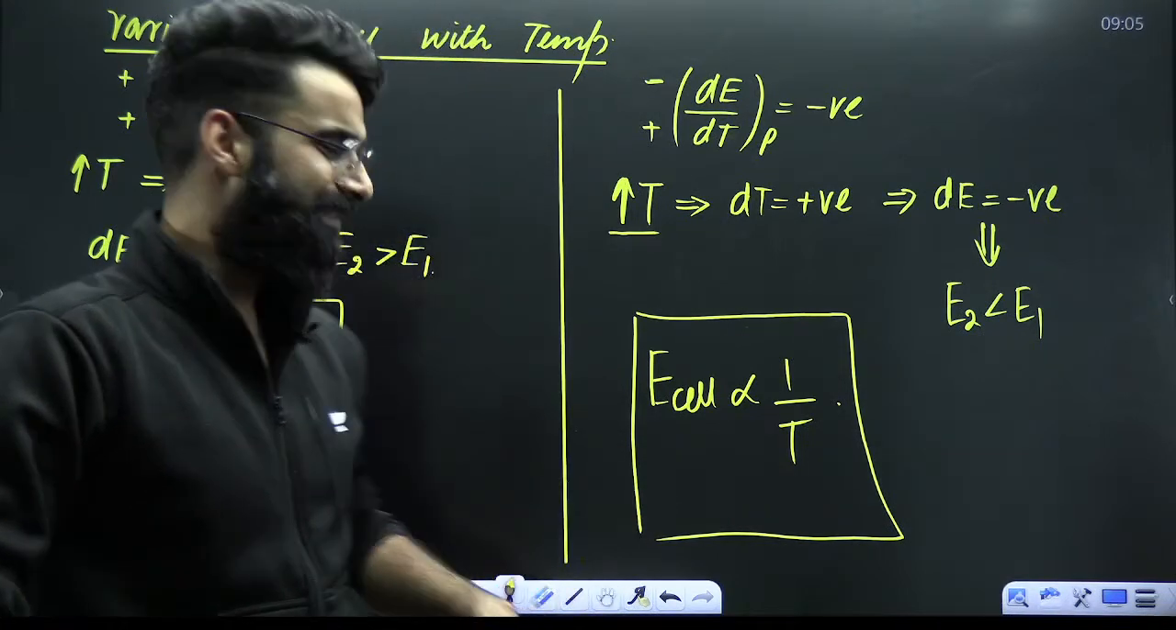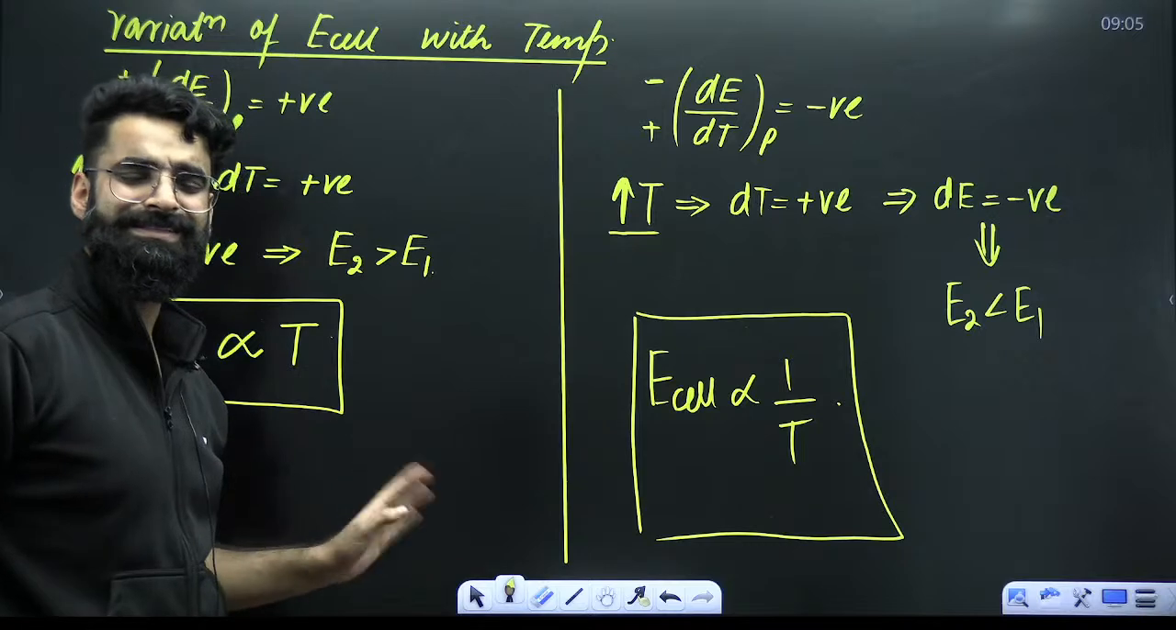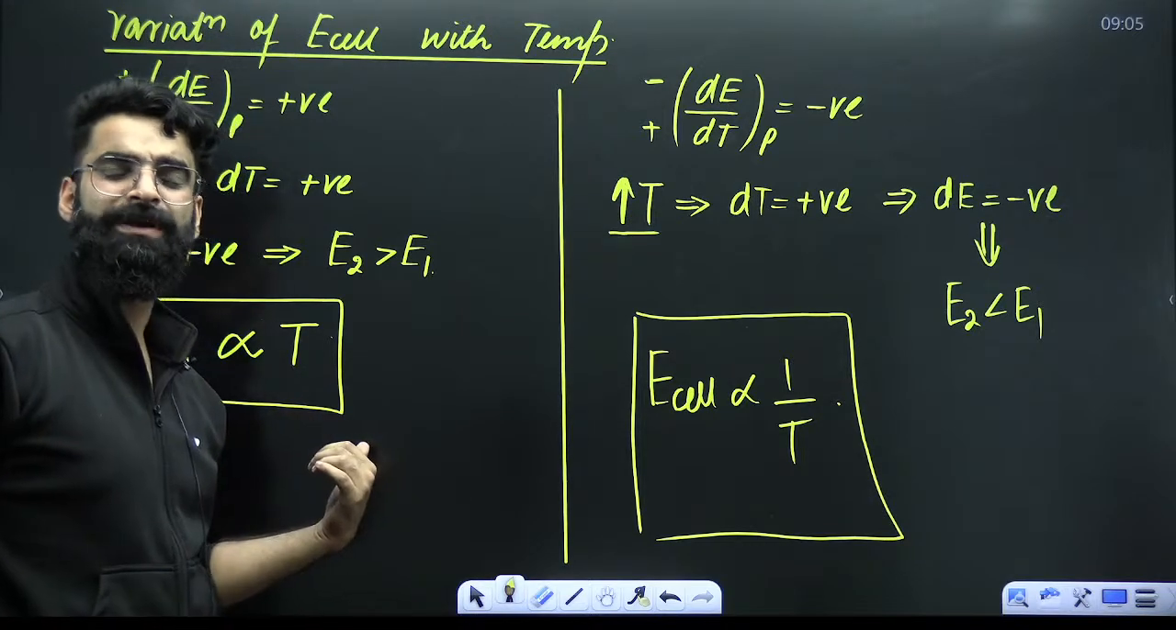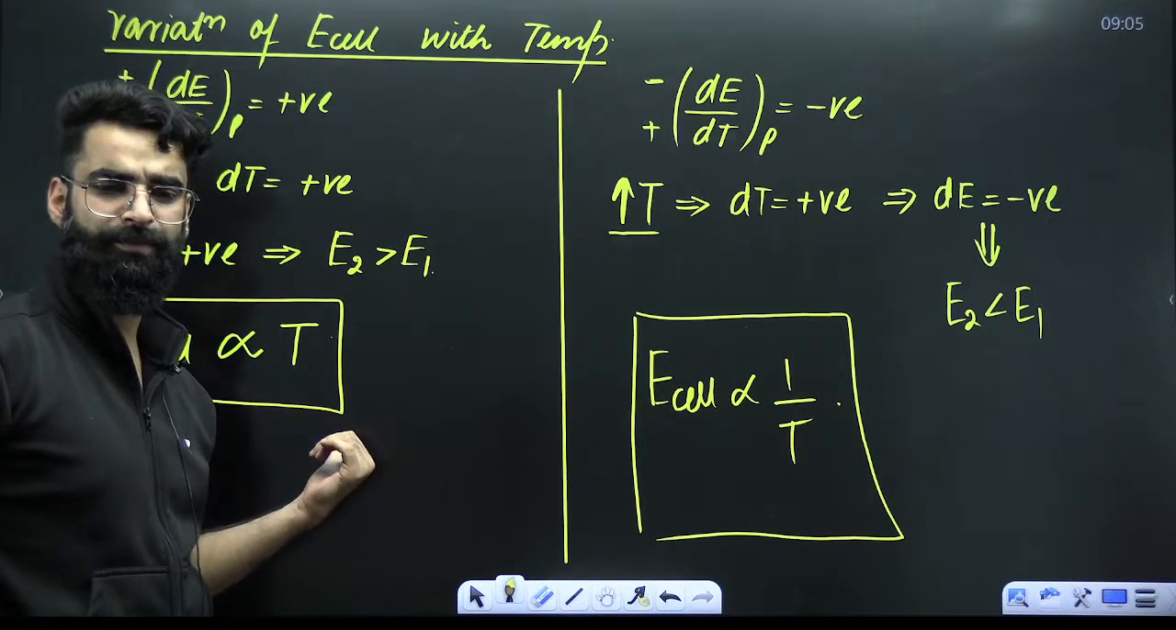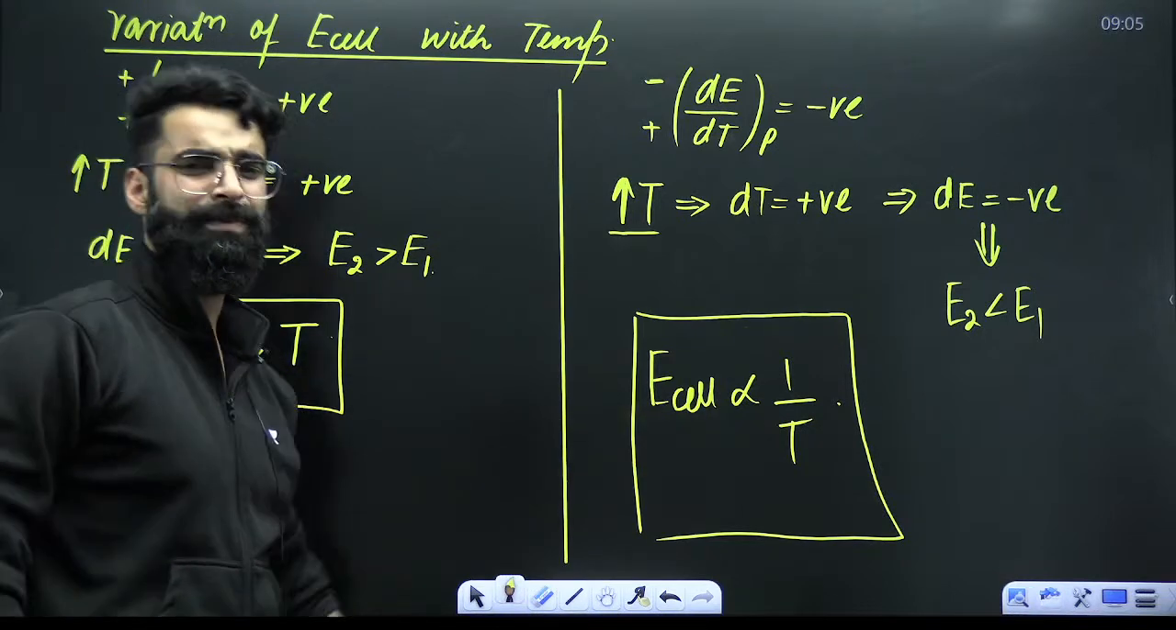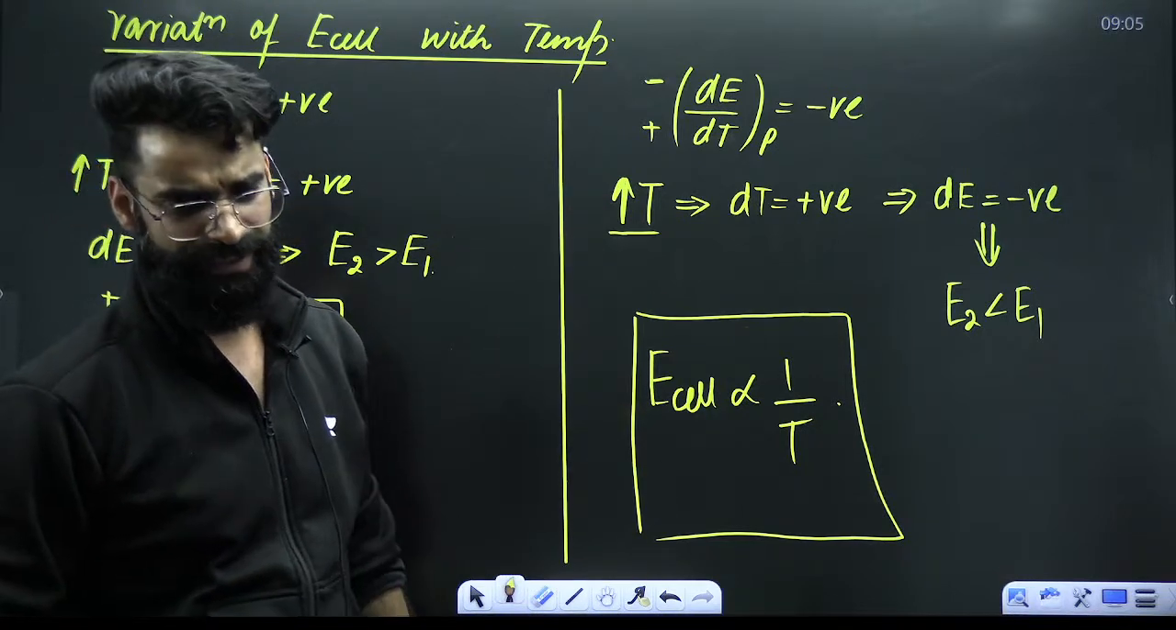These are the two things which you have to remember at the end, nothing else. E cell is directly proportional to temperature for those cells which have got temperature coefficient positive. E cell is inversely proportional to temperature for those cells which have got temperature coefficient negative. That's it.